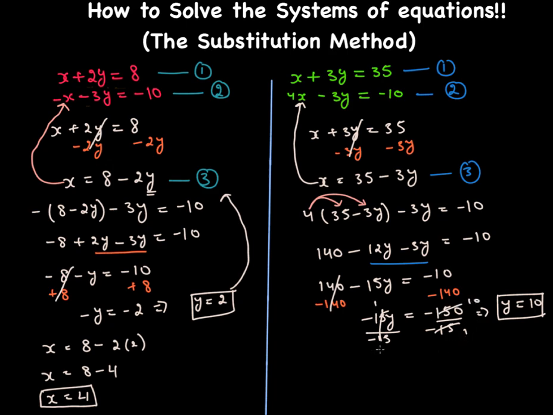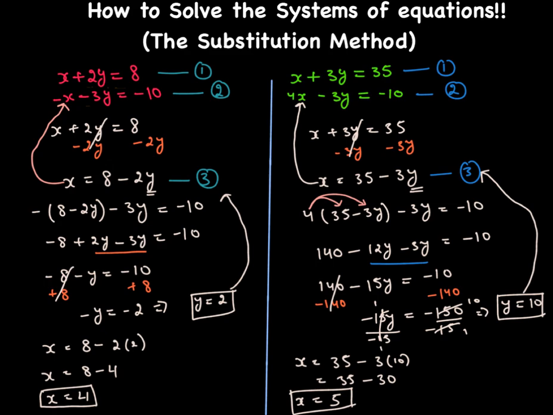Okay, and now we found the value of y, and we're gonna plug that value of y in equation number 3 right there, and then we can find the value of x. So x is equal to 35 minus 3 times 10. 3 times 10 is 30. Therefore x is equal to 35 minus 30, which is 5.